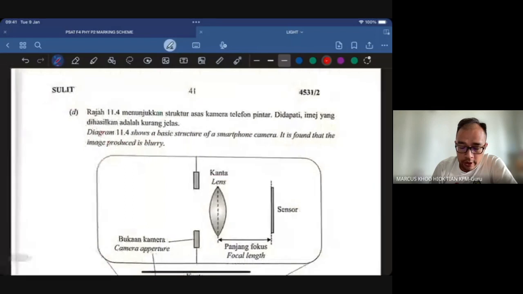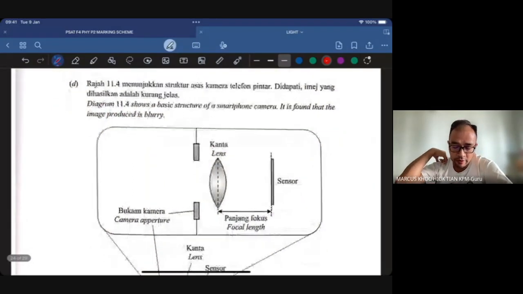Okay, 11.4 shows the basic structure of a smartphone camera.